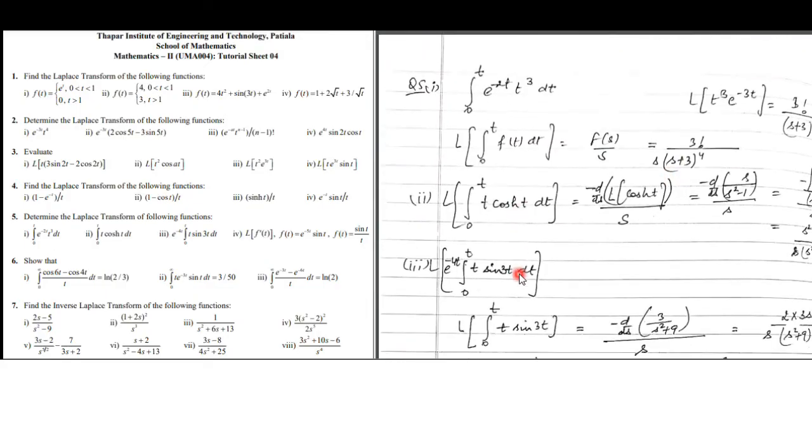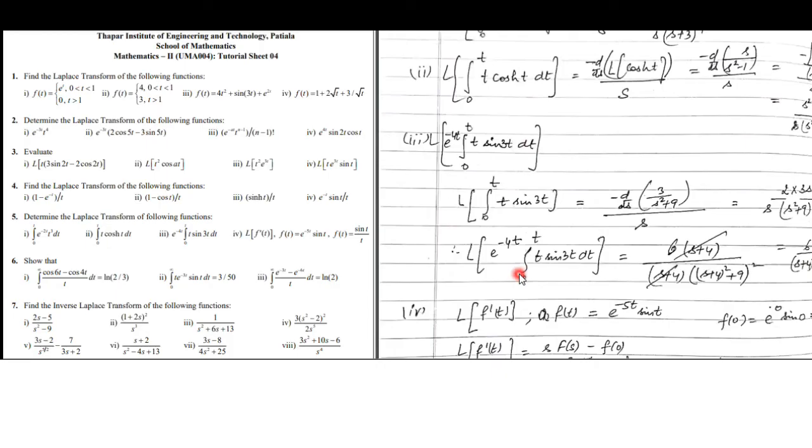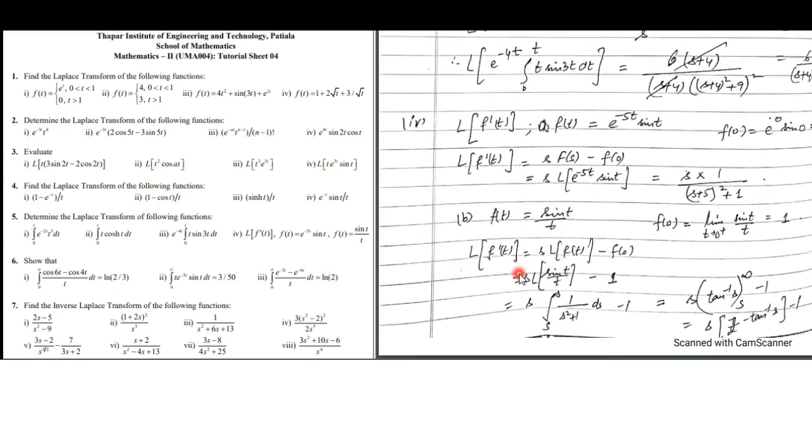Similarly, in the second part, the third part, and the fourth part, here in the fourth part, we have to find out the Laplace of f dash t, where f(t) is this one. Since we know that the Laplace of f dash t is s times F(s) minus f at 0, we can find out the Laplace of f(t) and substitute over here, and then we can find out the value of the function at 0, and we can simplify this, and we get the Laplace of f dash t. Similarly, in the case of sin t by t.